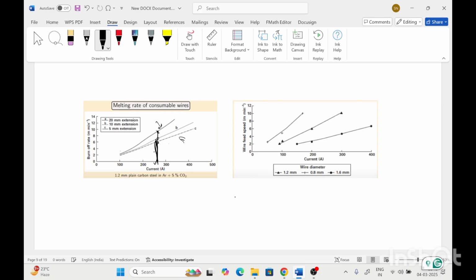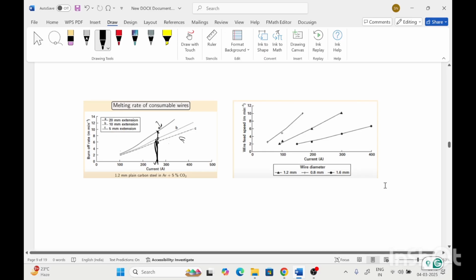So as the stick out length increases, the burn off rate or melting rate increases for that consumable wire. And the second graph is of the wire feed speed versus the current for different wire diameters.